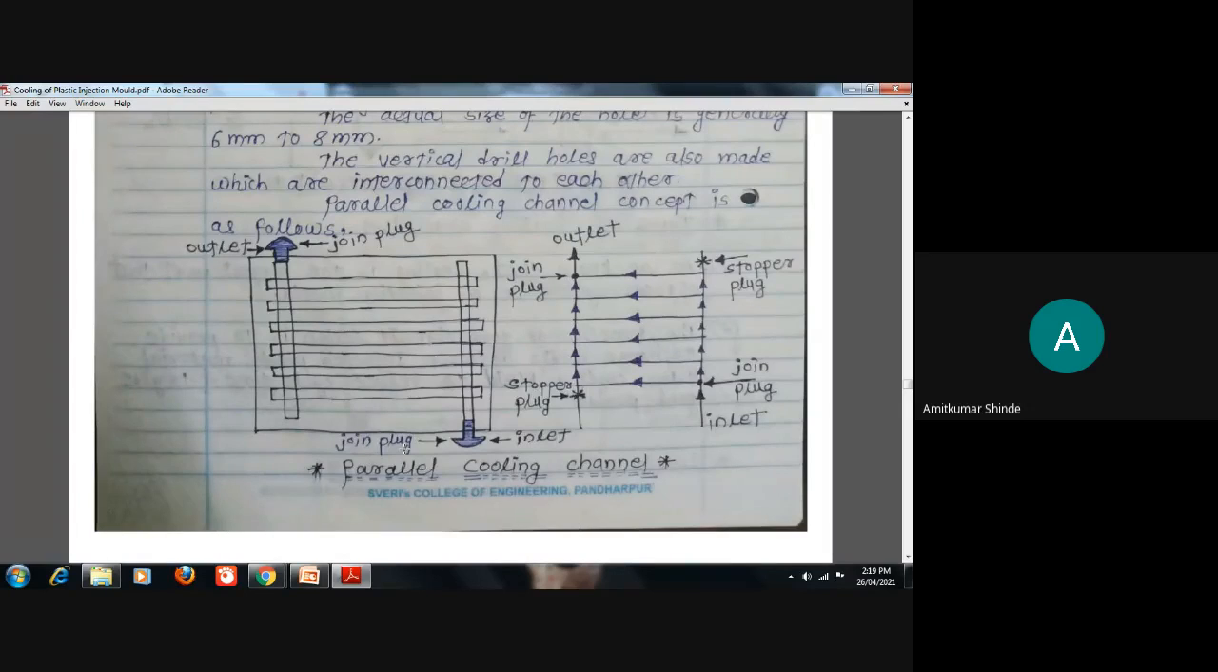The first important element is the main cooling pipe. In this diagram, this is your main cooling pipe. Please understand the cursor here. This is your main cooling pipe. Then another element is the joint plug. Please see this arrow, joint plug, and this is another joint plug. One joint plug acts as an inlet, and the other plug will act as an outlet.